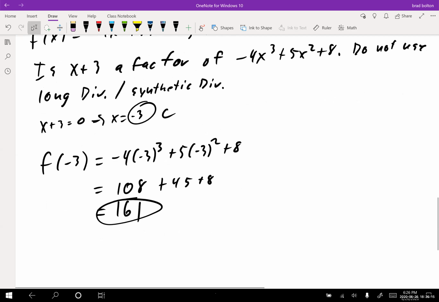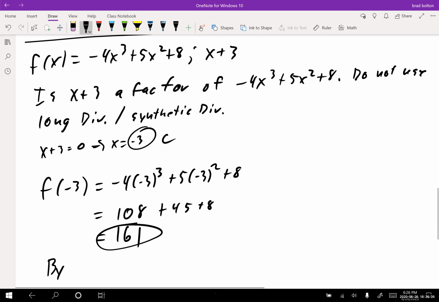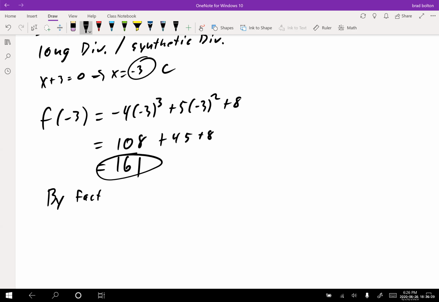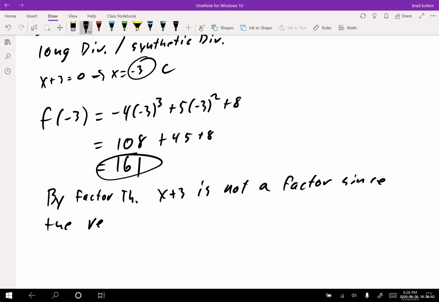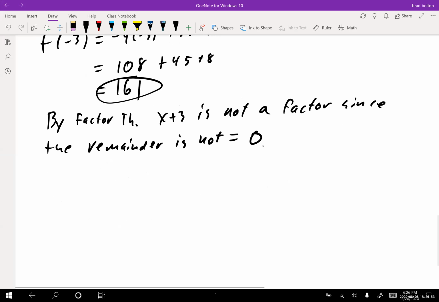So then we get 161 as our remainder, right? This is our remainder. f of c has a remainder of 161. So this means by factor theorem, x plus 3 is not a factor since the remainder is not equal to 0. Okay, so that's all you have to do. We didn't have to do long division or anything. Let's try another one. Let me have you guys try this one.